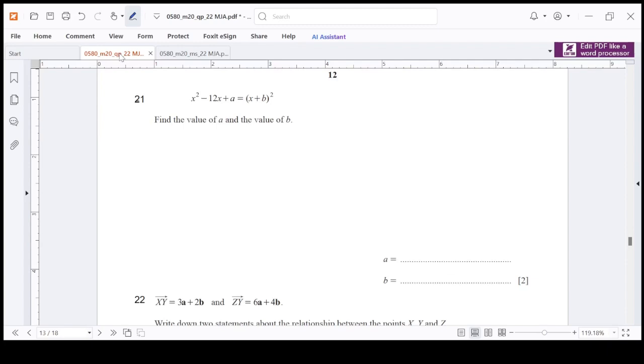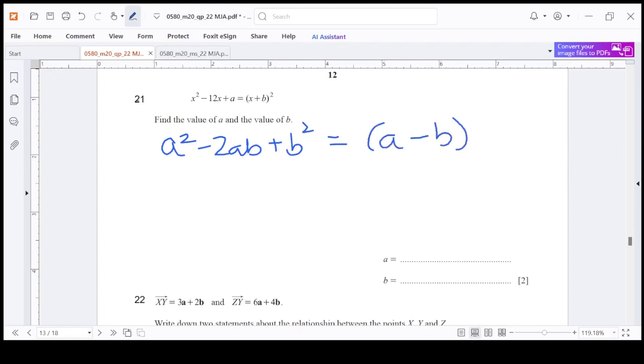Moving on, find the values of a and b. Okay, so we have x squared minus 12x plus a is equal to x plus b, whole squared. If you know the algebraic identity a squared minus 2ab plus b squared equals a minus b whole squared, you should easily be able to do it.